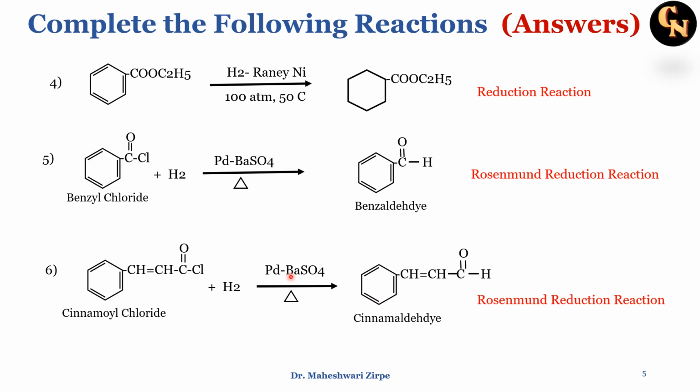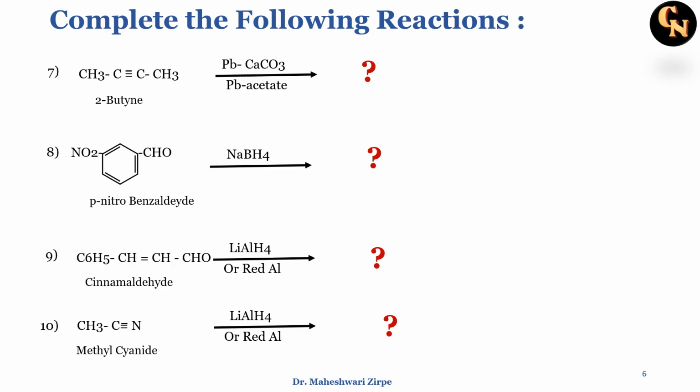Okay, so your Rosenmund reduction is not reducing your pi bonds, but it is only reducing the acyl chloride. So again this is a partial reduction. Partially it is reducing only the acyl chloride, not double bonds. Okay, so this you have to remember. So let us go to the next part.